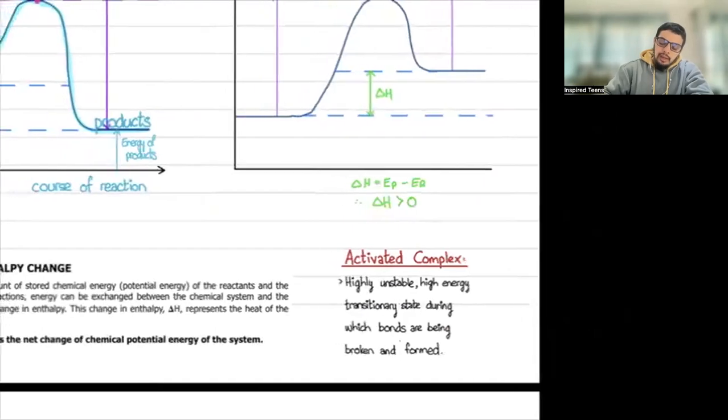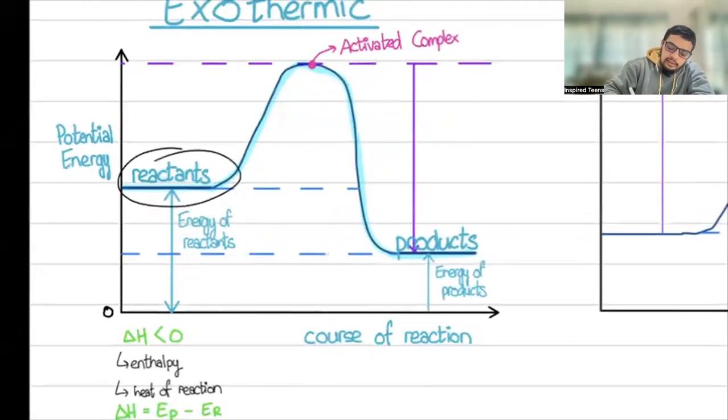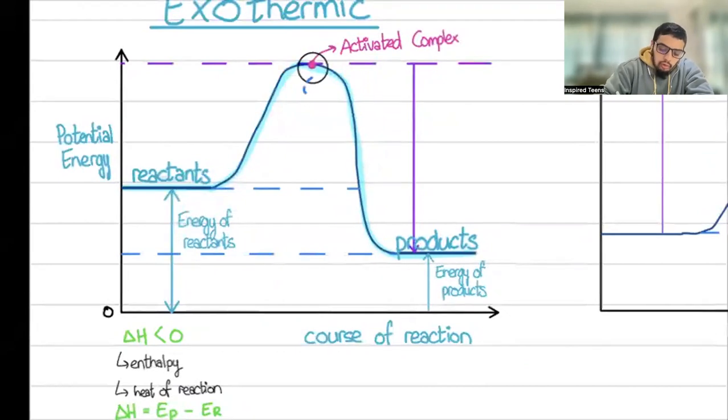At this point, we neither have reactants nor products. We cannot define what we have as a reactant, nor can we define it as a product. It's a transitionary state. It is the point at which we are changing from reactants to products. Highly unstable, high energy state, where bonds are being broken. Bonds of what are being broken? The bonds of the reactants are being broken, and the bonds of the products are being formed. So at that point, we're not the reactant, but we're not the product. We are in that transitionary state where we are changing from a reactant to a product, and that is known as the activated complex.